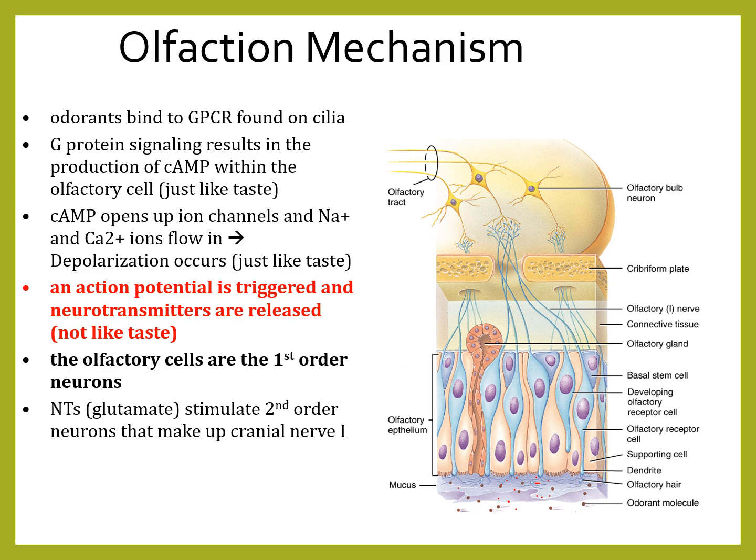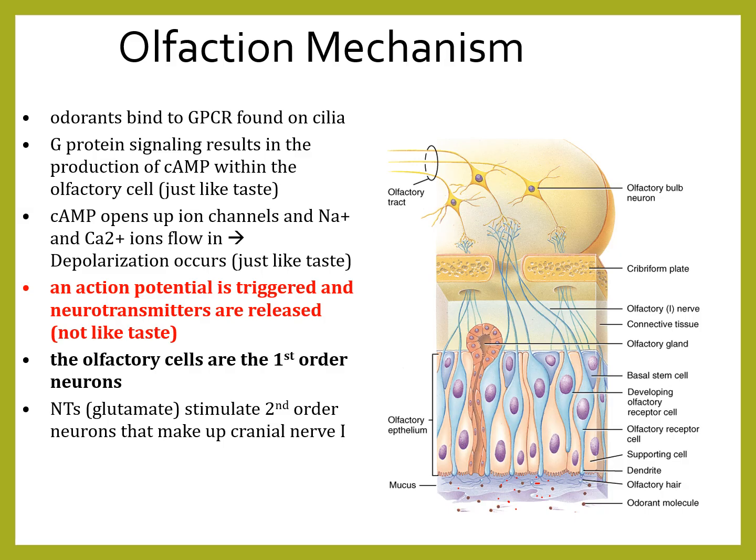But unlike taste, you are actually going to get an action potential. Remember, in taste, the majority are type 1 and type 2 cells, and a lot of the times our type 3 cells just go up on a graded potential. In olfaction, these are neurons. They are going to depolarize to threshold. They are going to generate an action potential, and they are going to release a neurotransmitter.